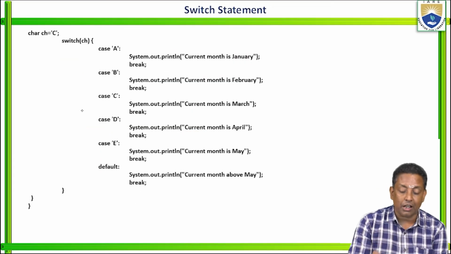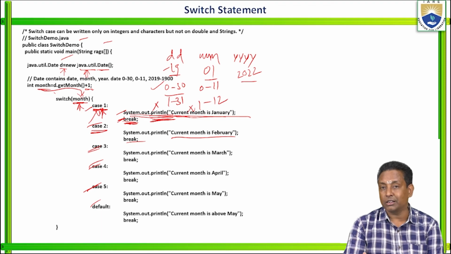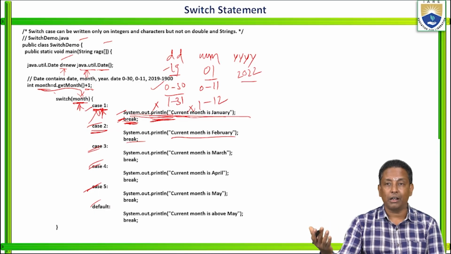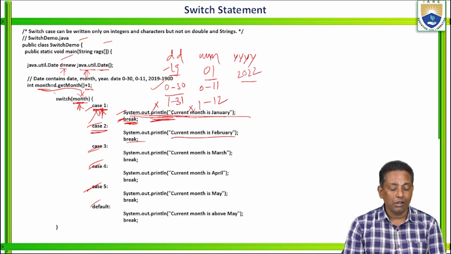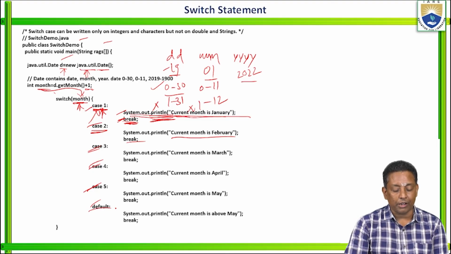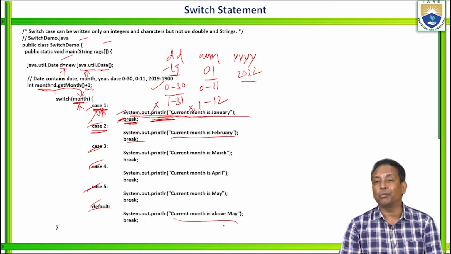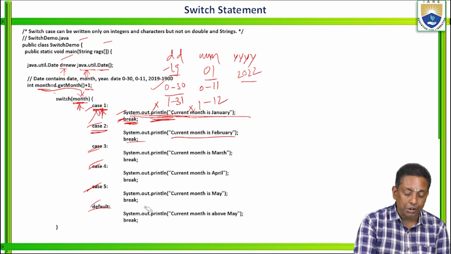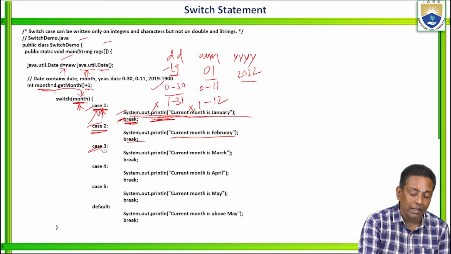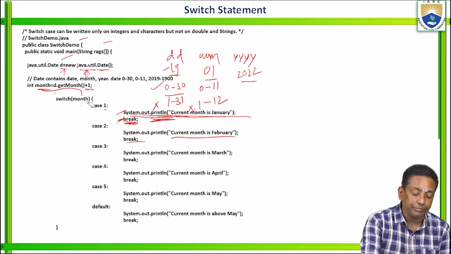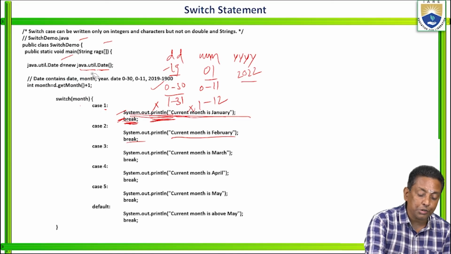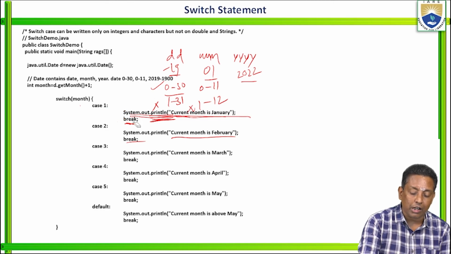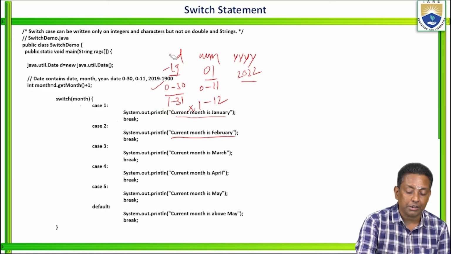If none of the above conditions are satisfied, that means the month is above May, not January, February, March, April, May, let us assume it is June or July or August, then the default statement will be executed: System.out.println current month is above May. Break. In the default also we must write break. So break should always be the last statement in all the cases and default. This is about the switch program. So instead of writing if condition, the other way of writing conditions is by writing switch statements.